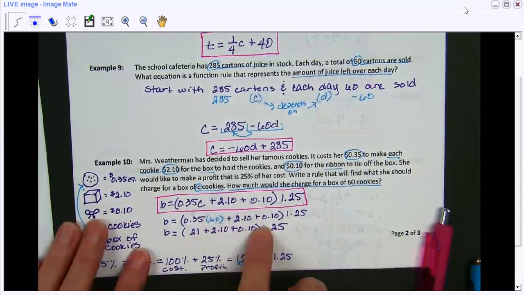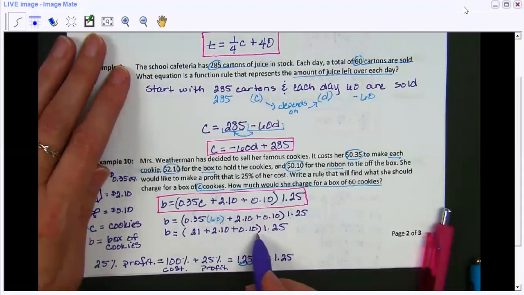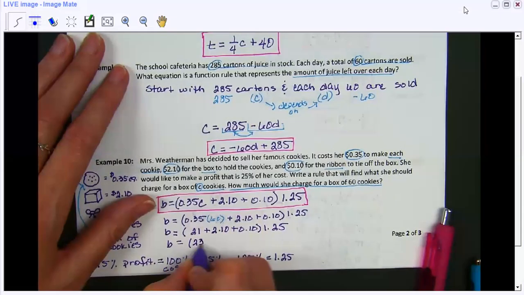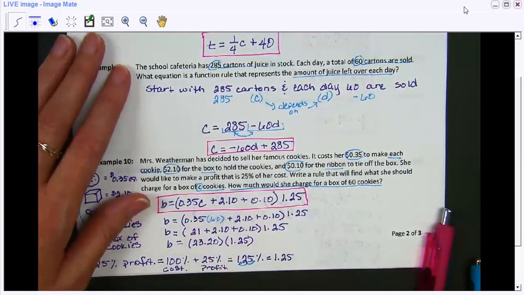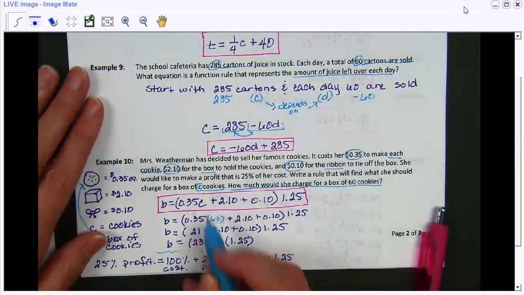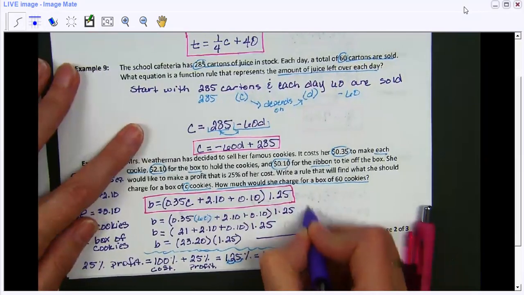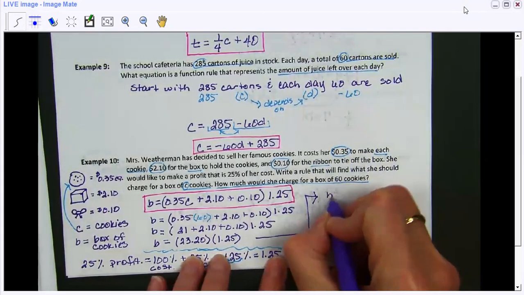All right, now I'm going to add all of these up together. So 21 plus 2.10 is 23.10. 23.10 plus 10 cents is 23.20. So we have 23.20 times 1.25. Okay. And so I'm going to do this so I don't get confused with my work. And I'm going to move this up here. And let's go ahead and calculate that out. And you should get that B equals 29.